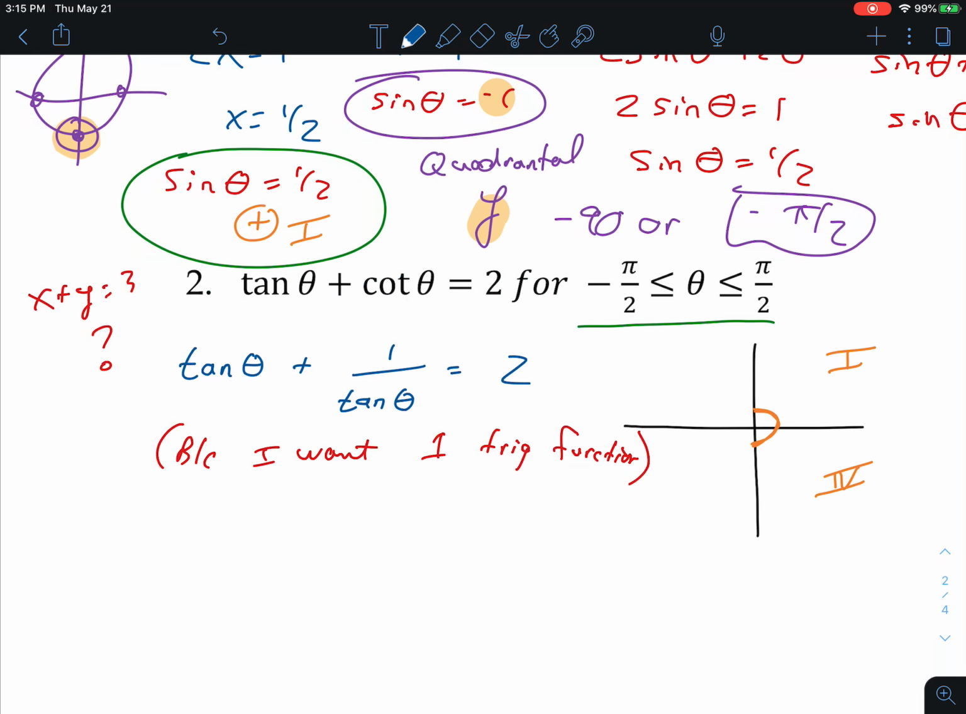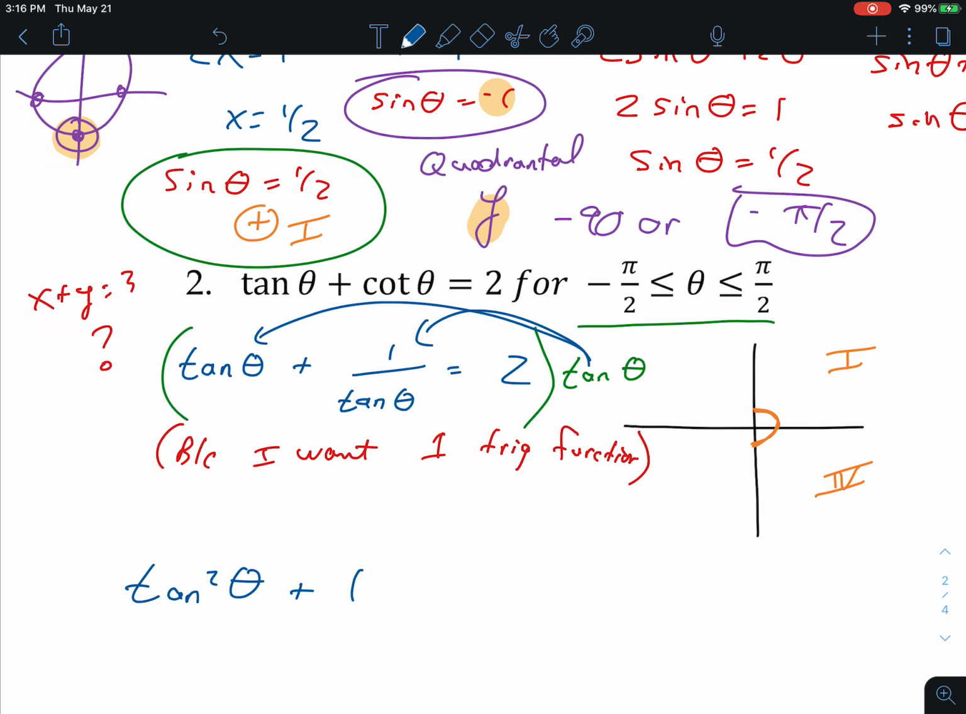Now the one thing is, what do we do here? I have a tangent, and I have a 1 over tangent. Just as we saw when solving rational equations, where we had x's and fractions, I can find my common denominator and multiply it throughout. My only denominator is tangent. So if I multiply the entire equation by tangent of theta, I'm going to get tangent squared of theta. Tangent times 1 over tangent is just a plain old 1. That cancels, very nice. And then equals 2 tangent of theta.